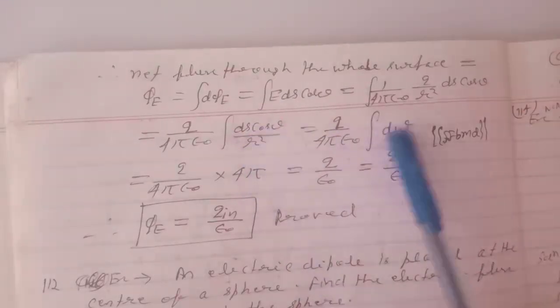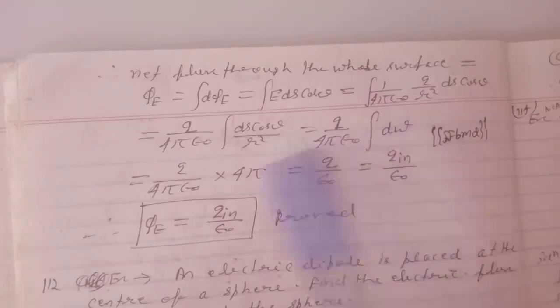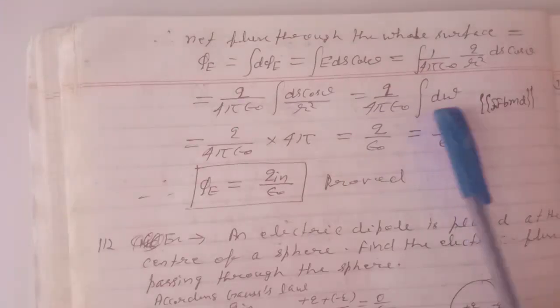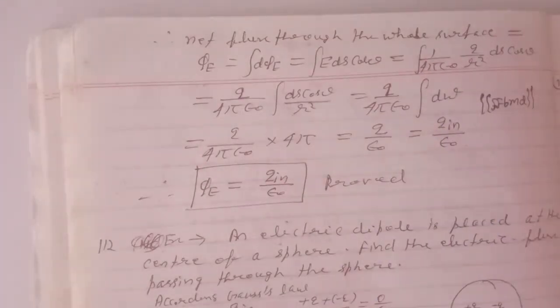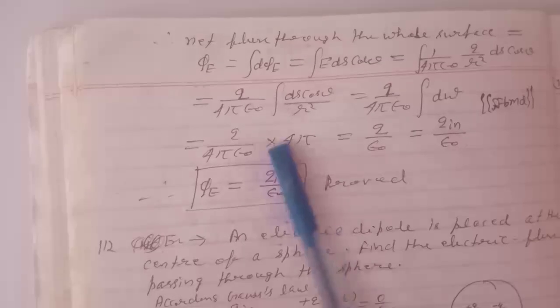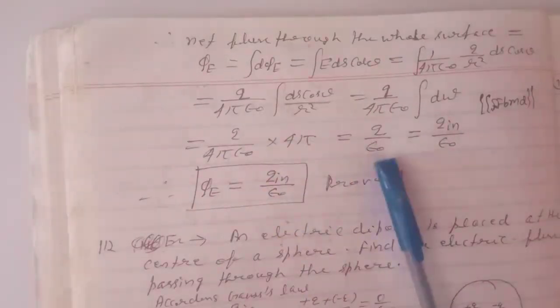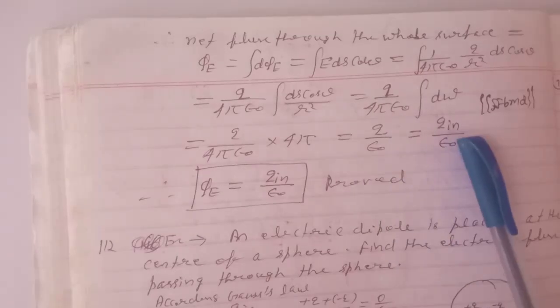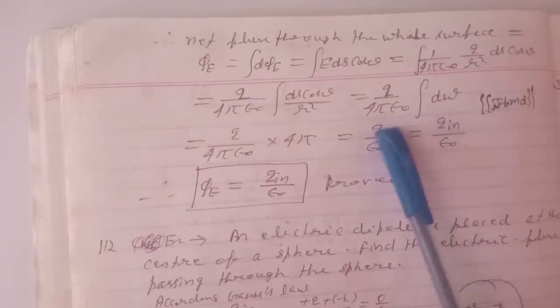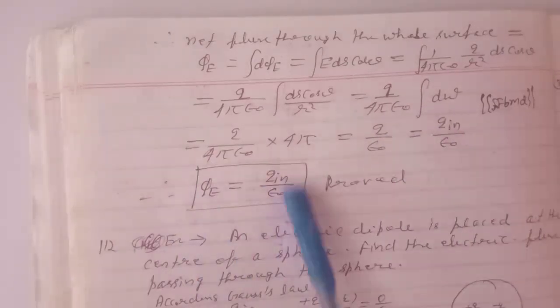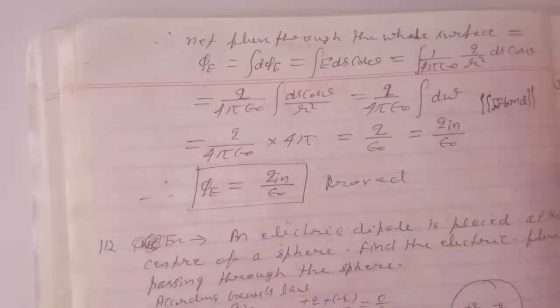So we write it as d omega, integration of d omega. Q by 4 pi epsilon naught integration d omega, because a closed surface makes 4 pi solid angle at any point inside the surface, so it will be 4 pi. So 4 pi cancels, q by epsilon naught. Because the surface encloses this charge, we have written q enclosed by epsilon naught. So phi equals q enclosed by epsilon naught, proved.